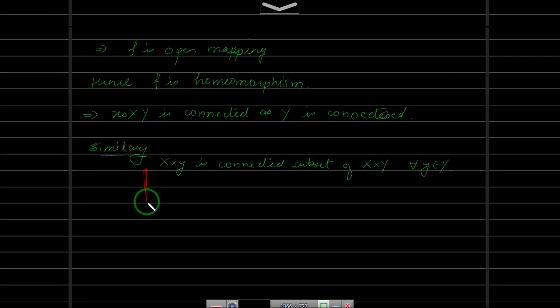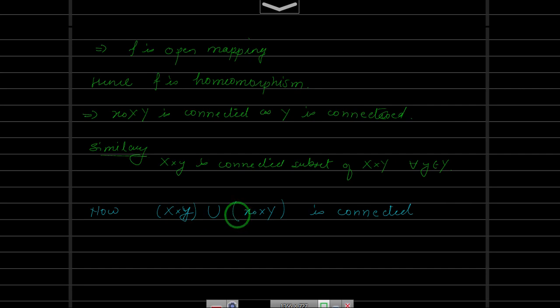Now, x cross small y, this set, union with x naught cross y is connected. Why? Till now what we have proved is this x cross y is connected, x naught cross y is connected, but that does not imply the union of these two connected sets is connected. But presently we are saying that this union is connected.